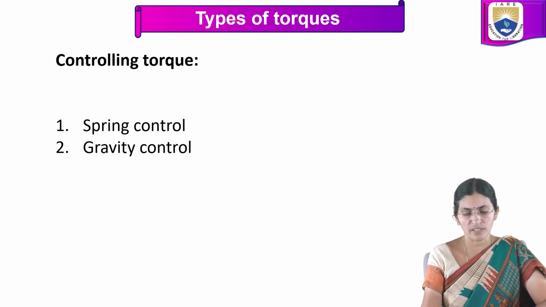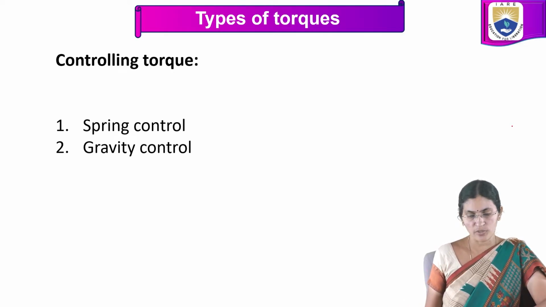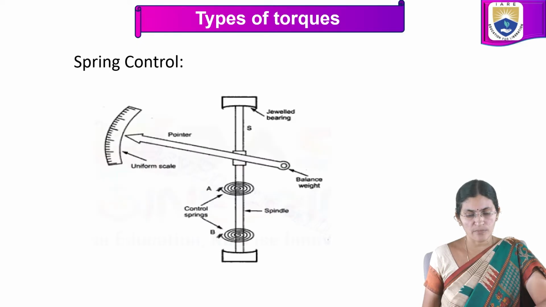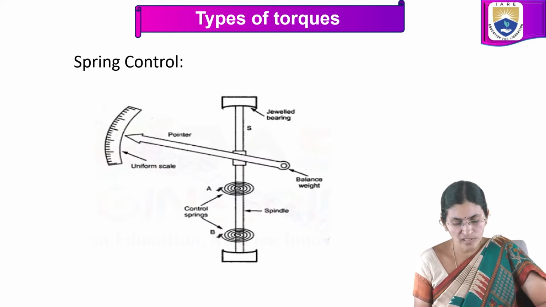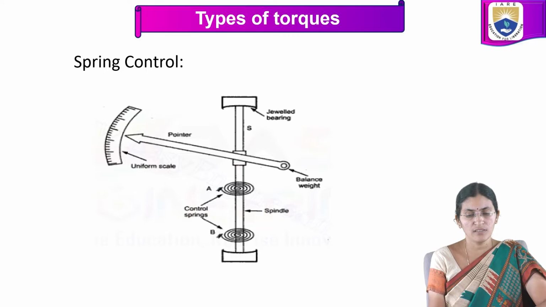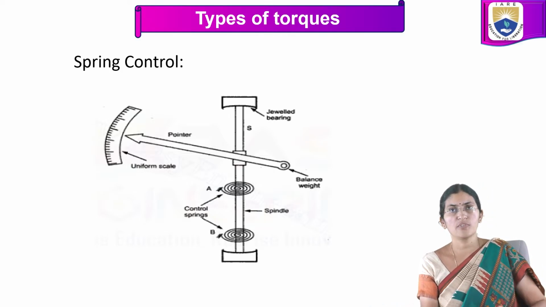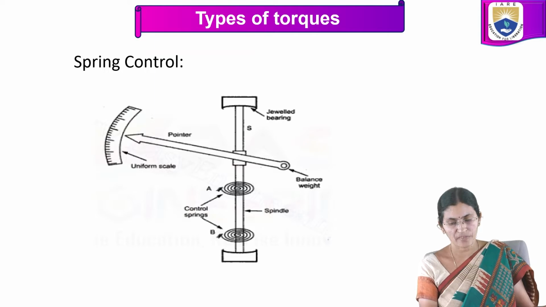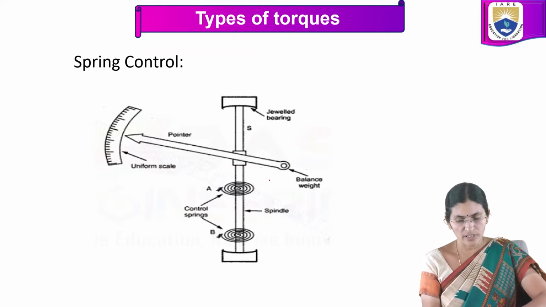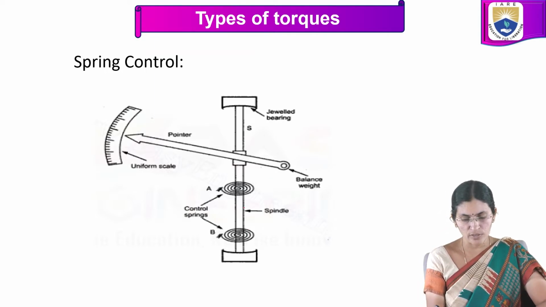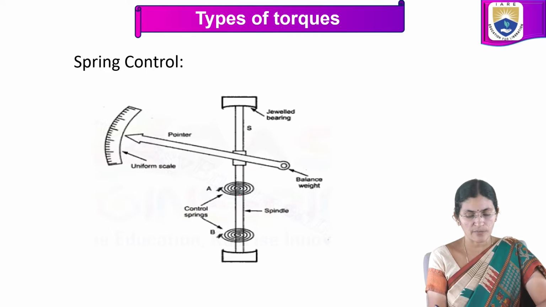Next, we have two methods, spring control and gravity control, by means of which we can produce controlling torque. First, let us see the first one, the spring control method. This is the most common method of providing controlling torque, which is used in electrical instruments. Here you can see the arrangement. In order to produce controlling torque, we are using spiral hair springs.